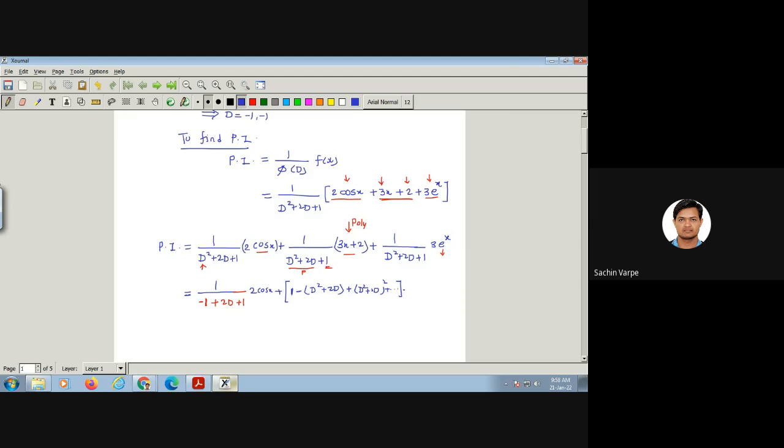And that is operated on 3x plus 2. Now for this third, what do we do for the exponential function? We replace D by a, where a is 1. You can see here a is 1, e raised to ax. So what will it be then? 1 upon 1 plus 2 plus 1, that is 3, e raised to x.